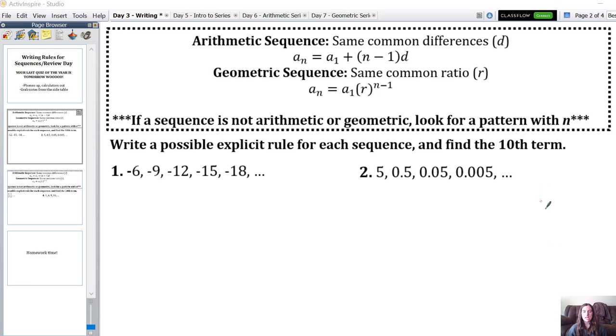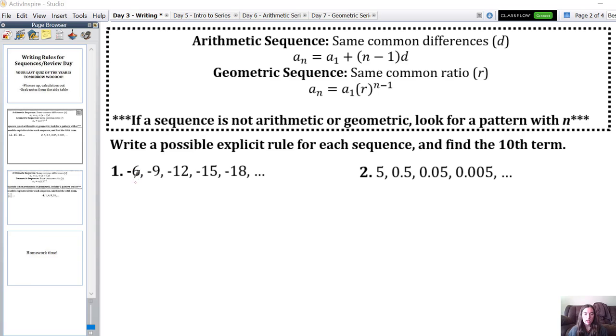Now we're going to be writing rules for these sequences. We're going to continue practicing that. As a reminder, here are the two rules, the top one for arithmetic sequences, the bottom one for geometric sequences. So now let's check and see if we have arithmetic or geometric, and if so, we'll figure out what either d or r would be.